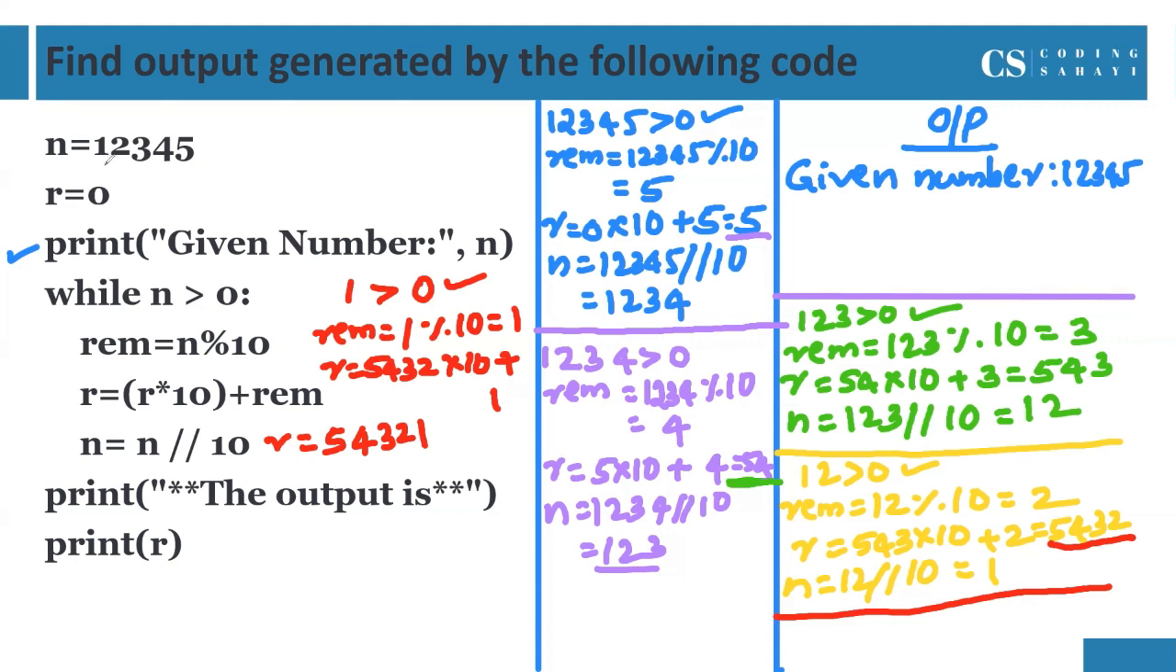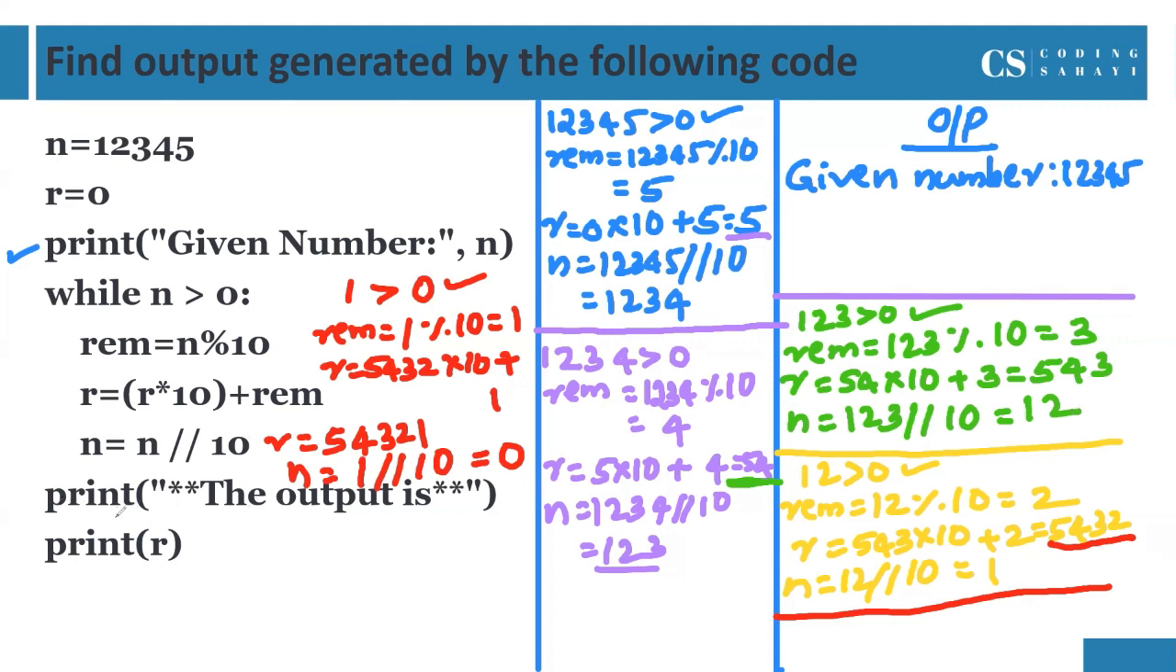See here n is 12345. Now R equal to 54321. So this program actually it is reversing the number. Then we have n is equal to 1 floor division 10. So 1 floor division 10, you will get 0. Checking 0 greater than 0. Is it satisfying? It is not satisfying. So it will come out of the loop and then it prints the output.